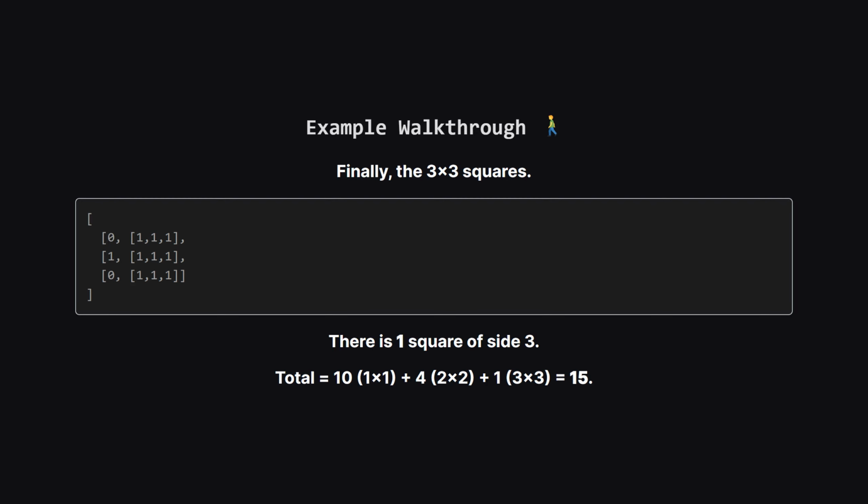Let's think about what makes this possible. For any given cell to be the bottom right corner of, say, a 3 by 3 square, what has to be true? Well, first, that cell must contain a 1. But critically, the cells immediately above it, to its left, and diagonally up and to the left, must all be corners of at least a 2 by 2 square. The new bigger square is built upon these three smaller overlapping squares.